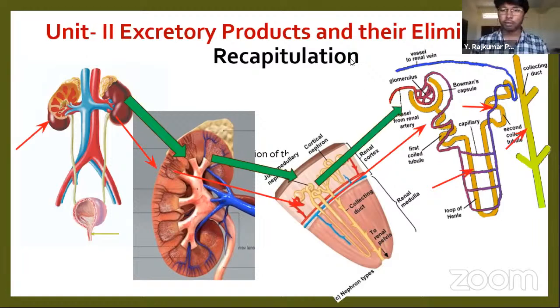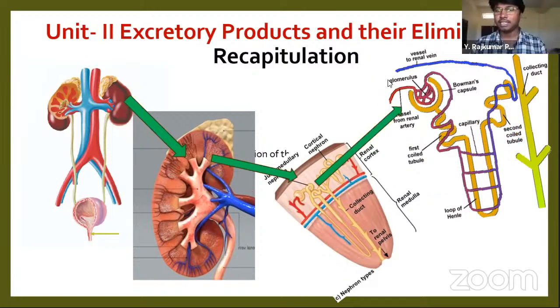Today, in the process of learning about the formation of urine, we will be studying the biochemical processes which take place in the structure called the nephron. So for this learning, you must be aware of the structure of the nephron. That's why I have shown it here. Let me explain it again.